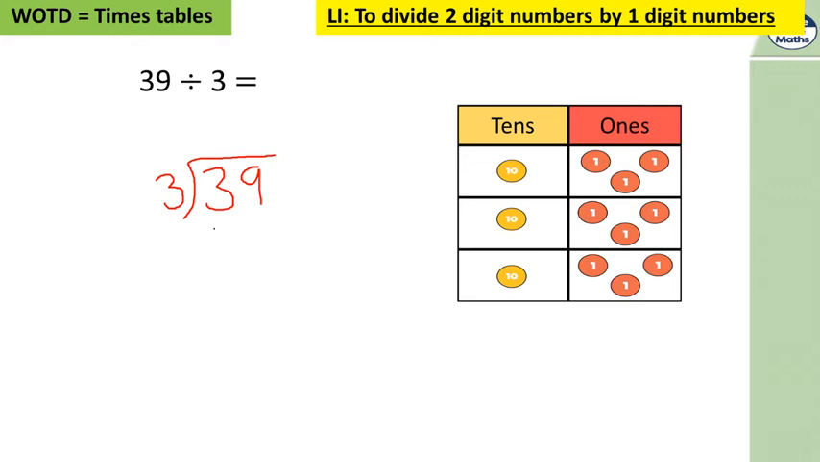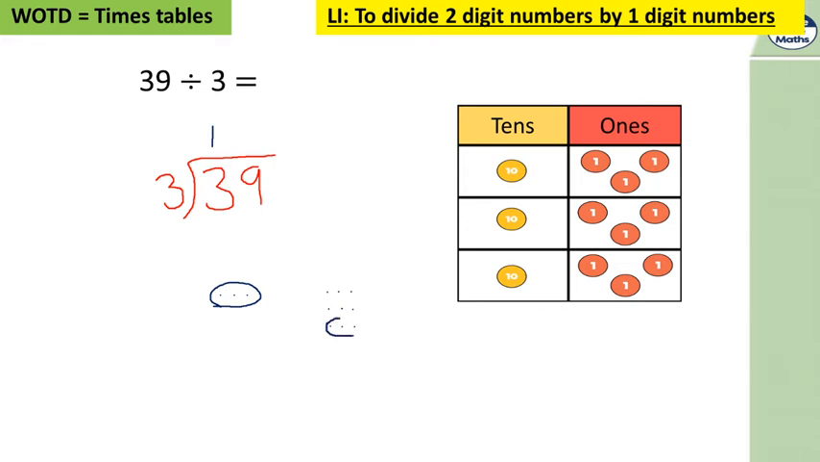So my first question here, if I'm looking at my tens column, is how many groups of 3 can I get from 3? If I've only got 3 things, I can only have 1 group of 3. My next question is how many groups of 3 can I get from 9 things? So I know I have 9 things altogether. So I'm going to make groups of 3 out of my 9 and see how many I get. So 1, 2, 3, 4, 5, 6, 7, 8, 9.